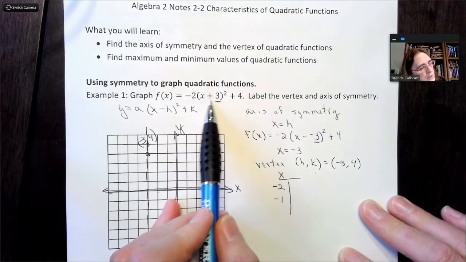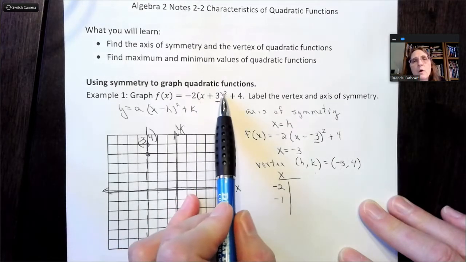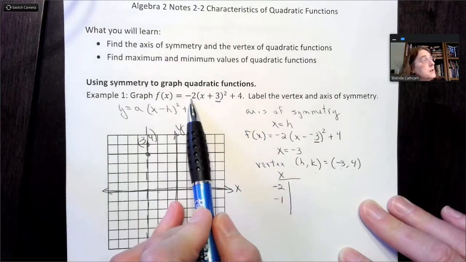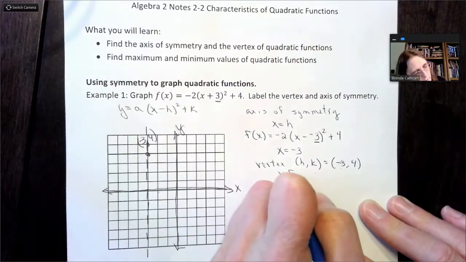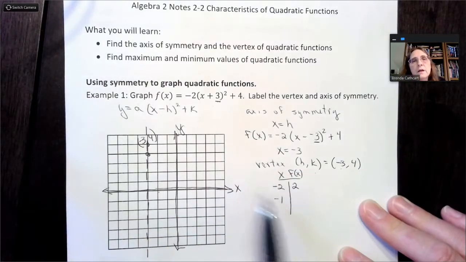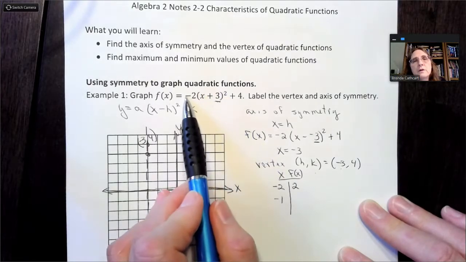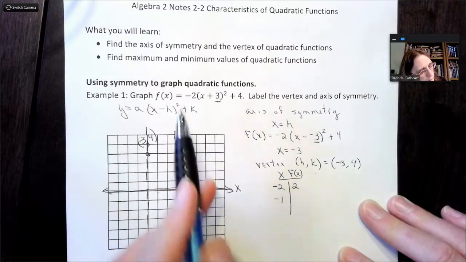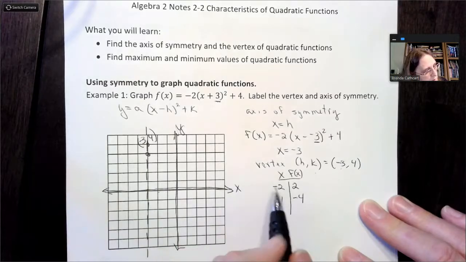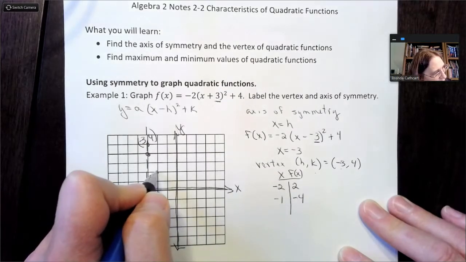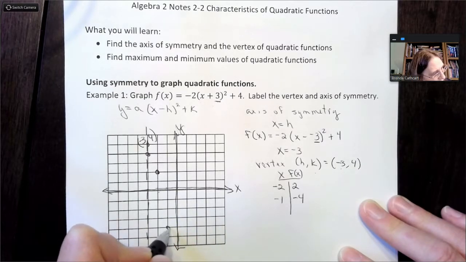So when we do that, we're substituting in here. Our -2 plus 3 is 1. 1 squared is 1 times -2 is -2 plus 4 is 2. And if we substitute in -1, we have -1 plus 3 is 2. 2 squared is 4 times -2 is -8 plus 4 is -4. So let's graph these points. We have the point -2, 2, and the point -1, -4.